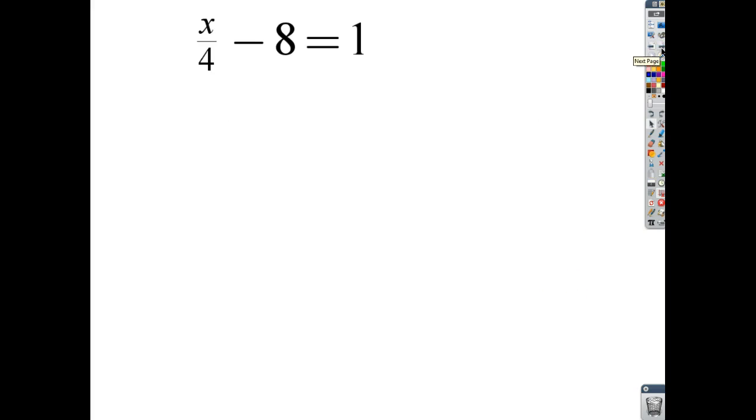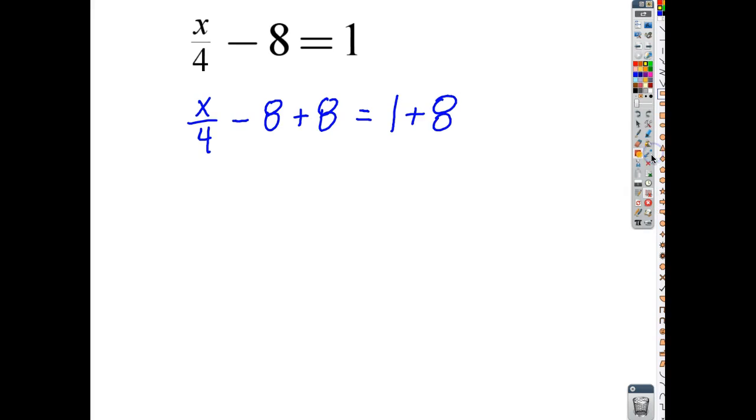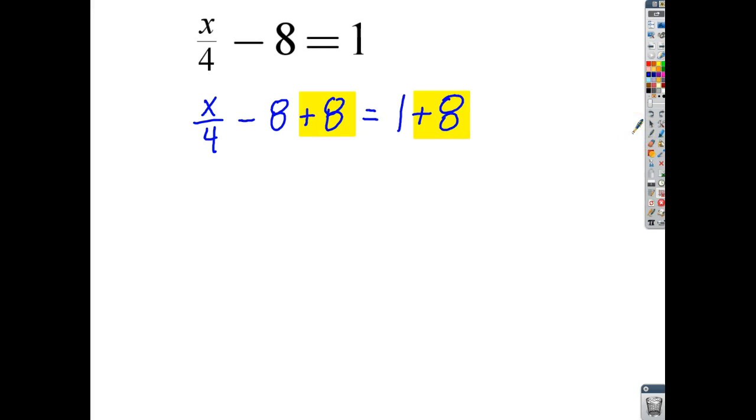Okay, let's go through. Why don't you go ahead and try solving this one? All right, x divided by 4 minus 8, or down 8. I'm going to go back up 8. That's what we said to do. And then I have 1 plus 8. All right, again, this is the only thing that's new. Everything else matches up. It must match up, okay? It has to be the same. I've got to be able to do the same thing to both sides.